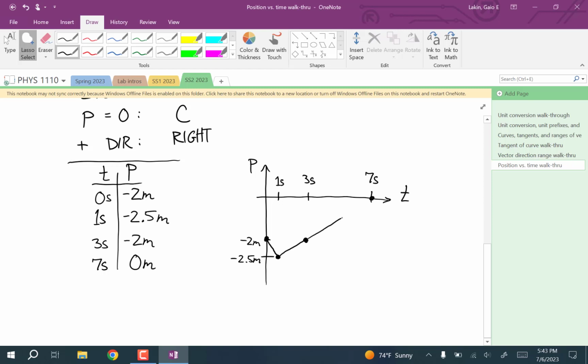Really it wouldn't be straight lines, but you can just draw these as straight lines because we don't know anything about the way it'll curve and stuff. Later in the class, we'll talk about what the curvature of that graph would mean and stuff like that. But this is good enough for this kind of problem.